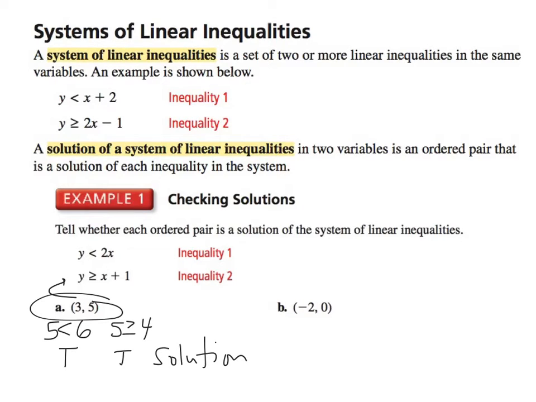The second one, let's plug in. 0 is less than negative 4. That is not true. So this B is not a solution.